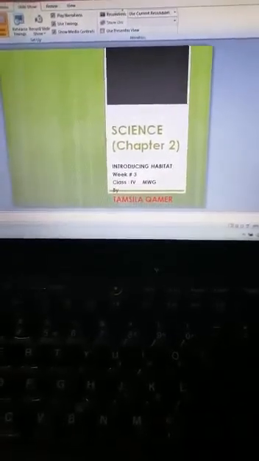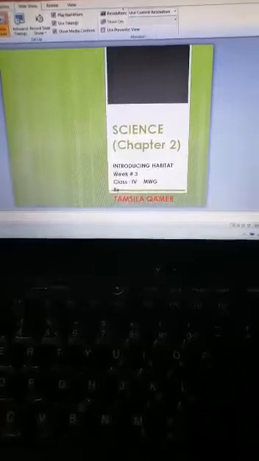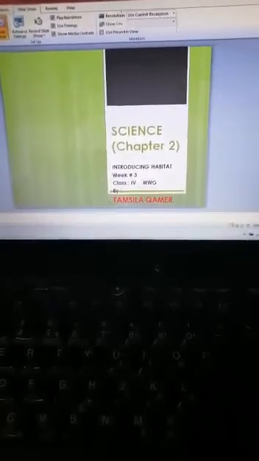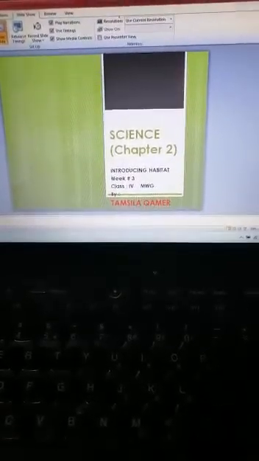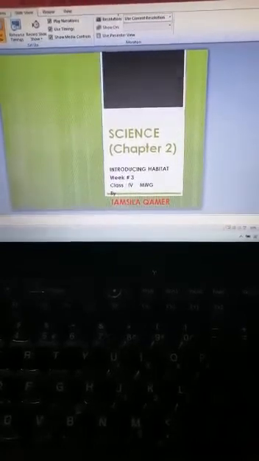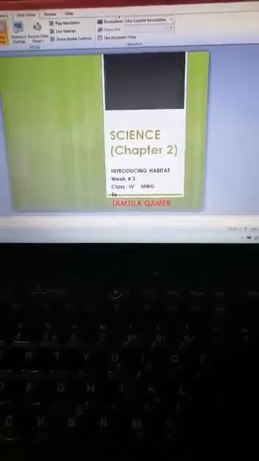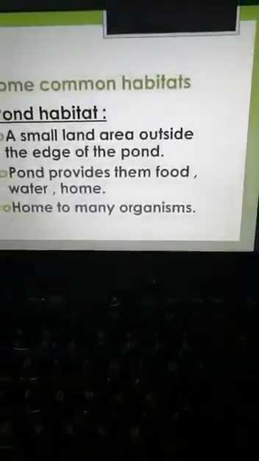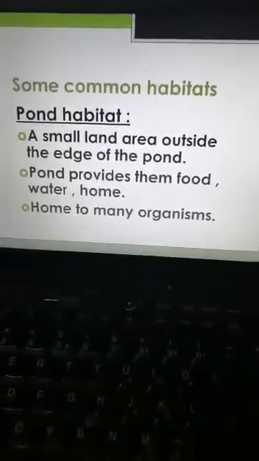Today we will discuss four of the habitats that have been given in your assignment number 3, meaning the week three assignment. So here we go. The first one is pond habitat.